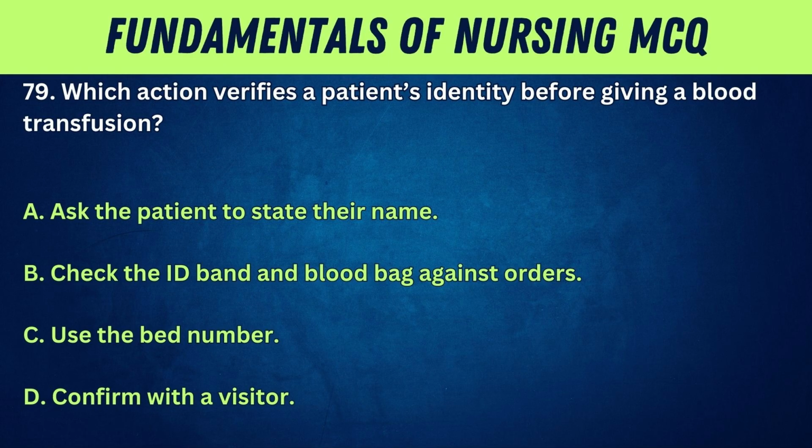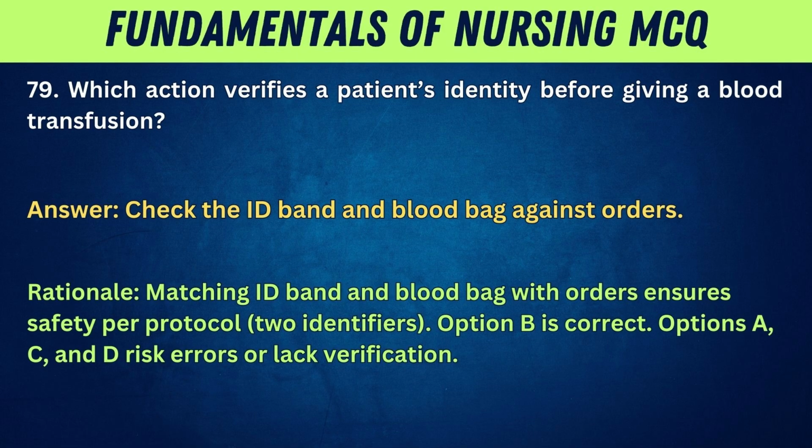79. Which action verifies a patient's identity before giving a blood transfusion? A. Ask the patient to state their name. B. Check the ID band and blood bag against orders. C. Use the bed number. D. Confirm with a visitor. Answer. Check the ID band and blood bag against orders.